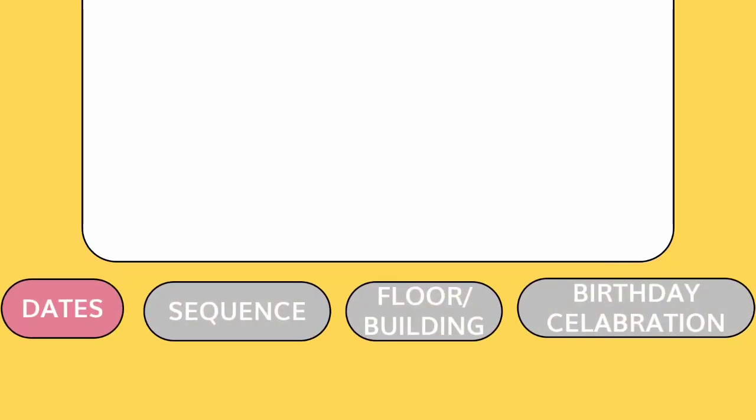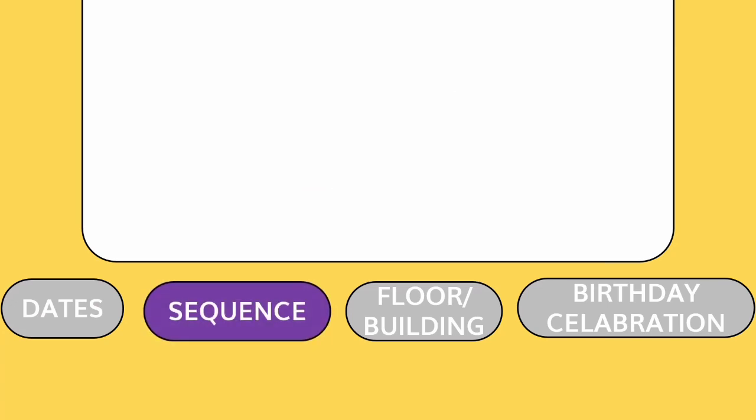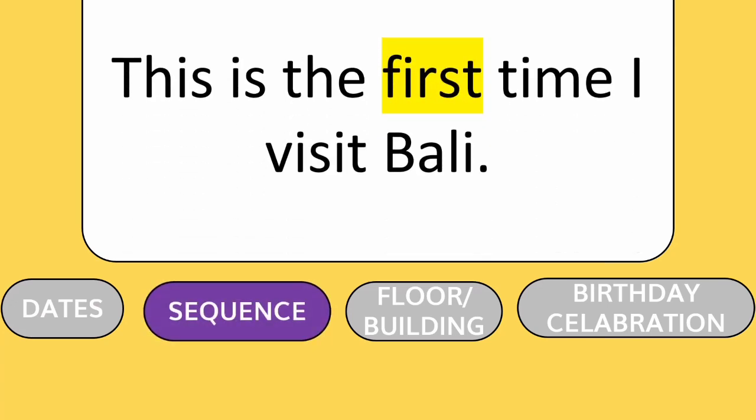Example, dates. Her birthday is on the 29th of July. Ulang tahunnya tanggal 29 Juli. 29th of July. Next, sequence. This is the first time I visit Bali. Ini pertama kalinya aku mengunjungi Bali. First time, pertama kali.